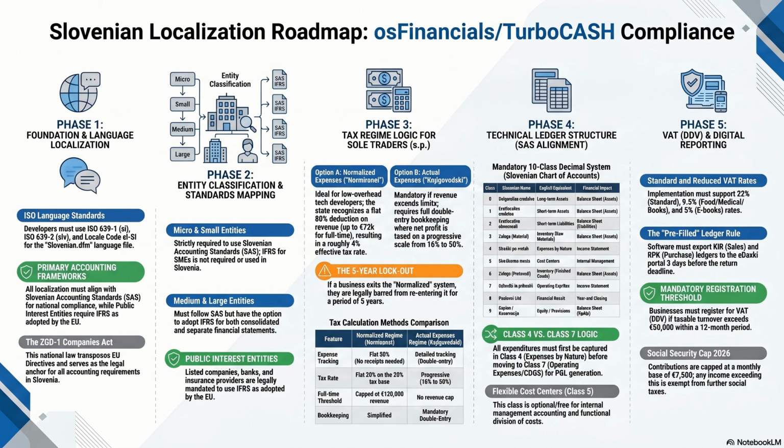For a full-time sole trader, that magical 80% deduction is only valid on revenues up to 72,000 euros. Okay, so there's a cap. Yes. And if you are a part-time sole trader, meaning you have a full-time job elsewhere and do this on the side, the cap is strictly 33,000 euros. Got it. And what happens if you go over?